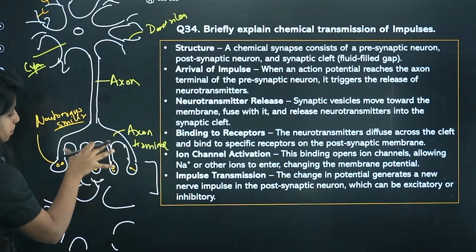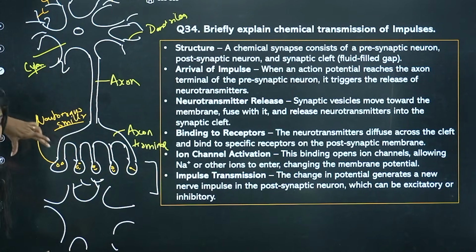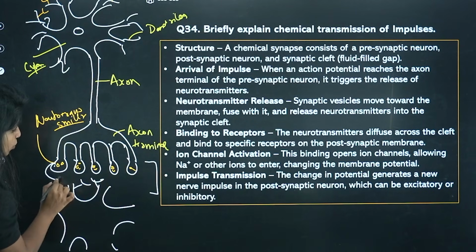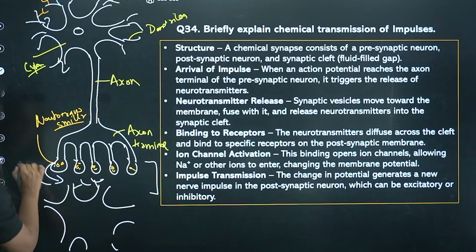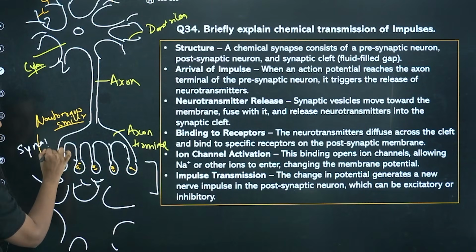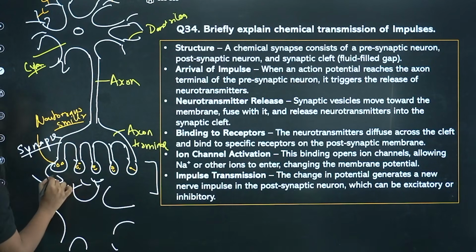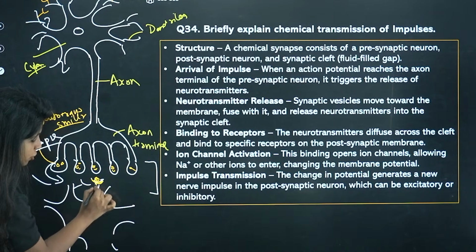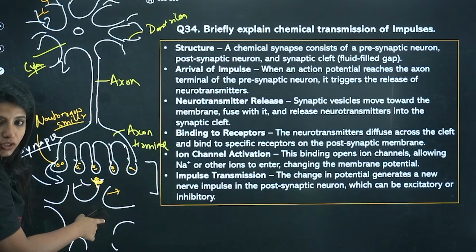So an impulse came, and because of this impulse, what is going to happen? The neurotransmitters which are there over here are going to be released into the space. What do you call this space? You call this space the synapse. Now the neurotransmitters which are released over here go and bind to the receptors which are there on what? On the dendrites.